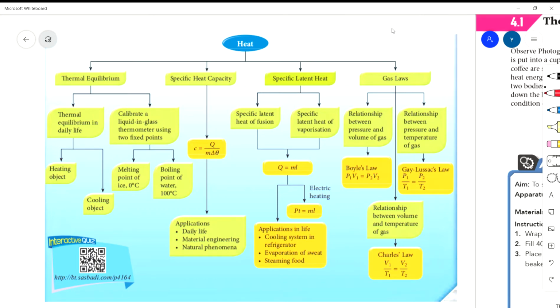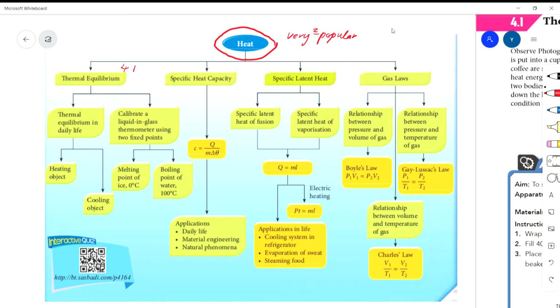Today we're going to discuss our new chapter, chapter 4, which is heat. Before I start, just to let you know, this chapter is very popular in your SPM later, or even in your final exam or next year, Form 5. We have 4 subtopics. 4.1, thermal equilibrium, we're going to discuss this today.